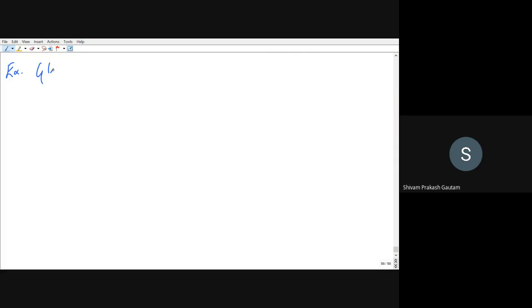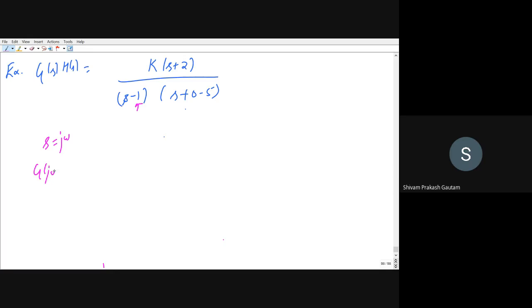Let us take one more example. The open-loop transfer function, that is G(s)H(s), is given as K(s plus 2) divided by (s minus 1)(s plus 0.5). So here also you can see we are having a negative real part in the denominator, that is minus 1. So we have to plot its polar plot. So put s equal to j omega. So this will be equal to G(j omega)H(j omega) equal to K(j omega plus 2) upon (j omega minus 1)(j omega plus 0.5).